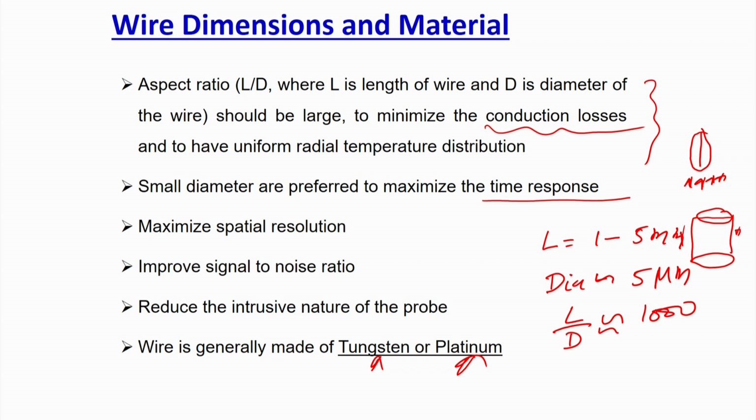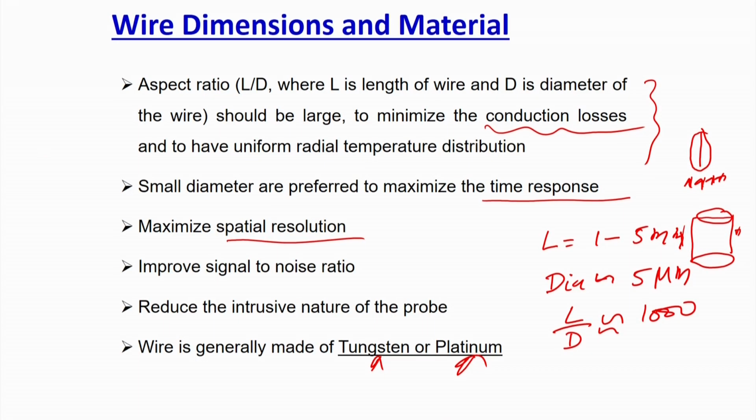Further, it maximizes your spatial resolution. Now, hot wire anemometry, like a Pitot tube, also gives a point measurement. So, what does it mean? Because there is only one wire which is being exposed. So, this is my hot wire anemometer, and this is the prong. This is being exposed to the fluid. So, what will happen? It will measure the velocity at this location only.